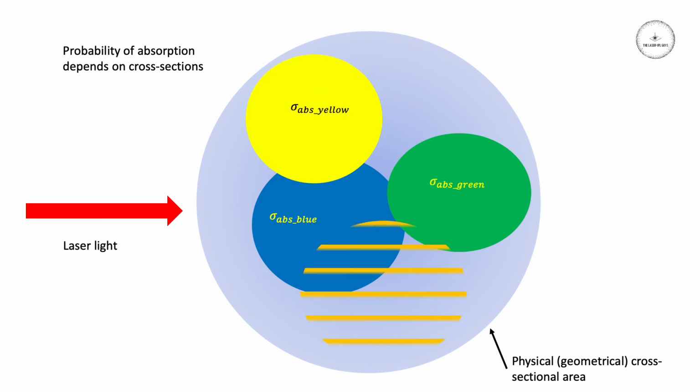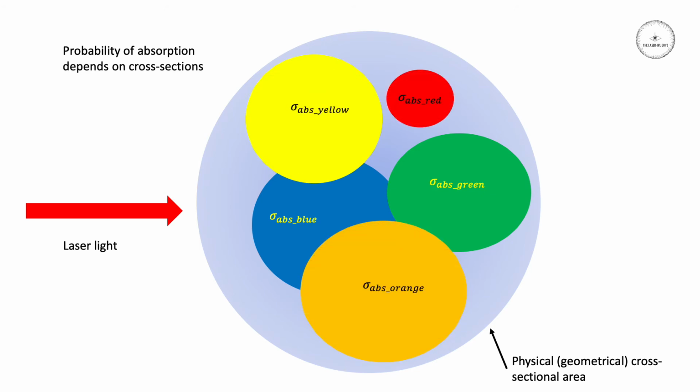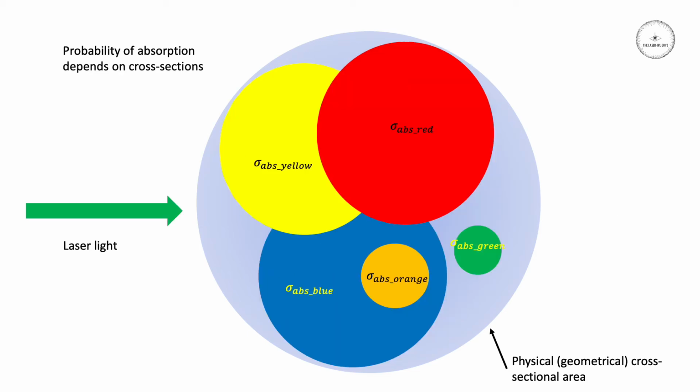In this case we've got a red beam and it encounters this atom, and these are the cross-sectional absorption areas for these various colours. So we can see that there is reasonable absorption for the orange and the green and the yellow and the blue, but the absorption cross-section for red is pretty small. So the chances are that this atom will not absorb too much red light.